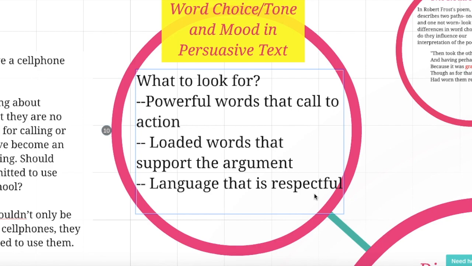We don't want to turn anybody off, in the first paragraph of our essay, from reading further because we have used such emotionally charged language and made that person feel so inferior or unheard that they stop reading. So we want to make sure that we're using powerful words, loaded words, and language that is respectful.